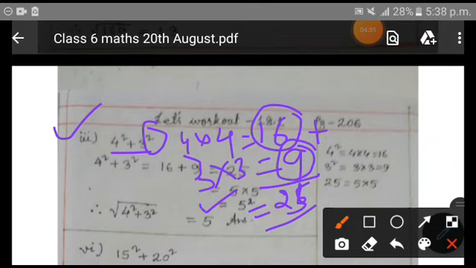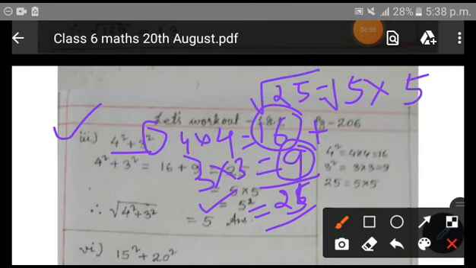Now you have to find out the square root of 25, that is 5. Square root of 25 is 5, because 5 into 5 gives 25. 25 means 5 into 5. So for finding the square root, from a pair of 5 you will take out a single 5. This is the value of the square root of 25.